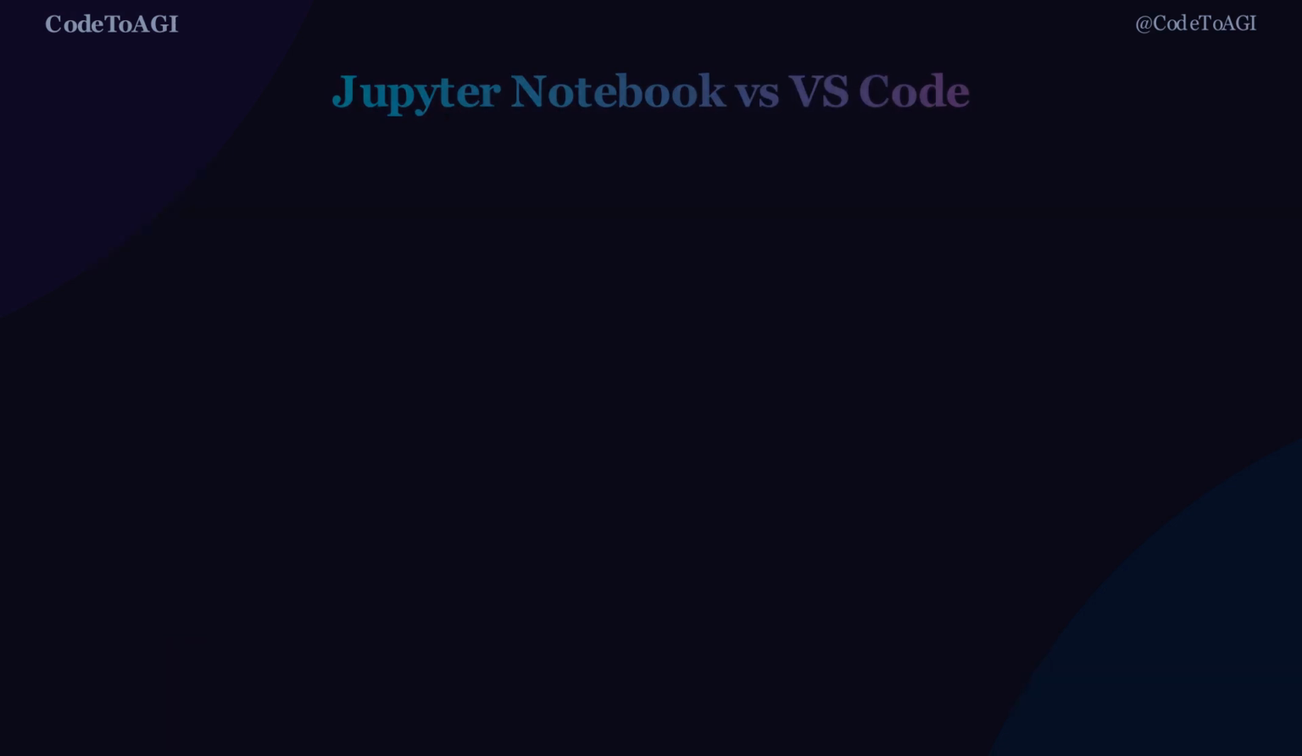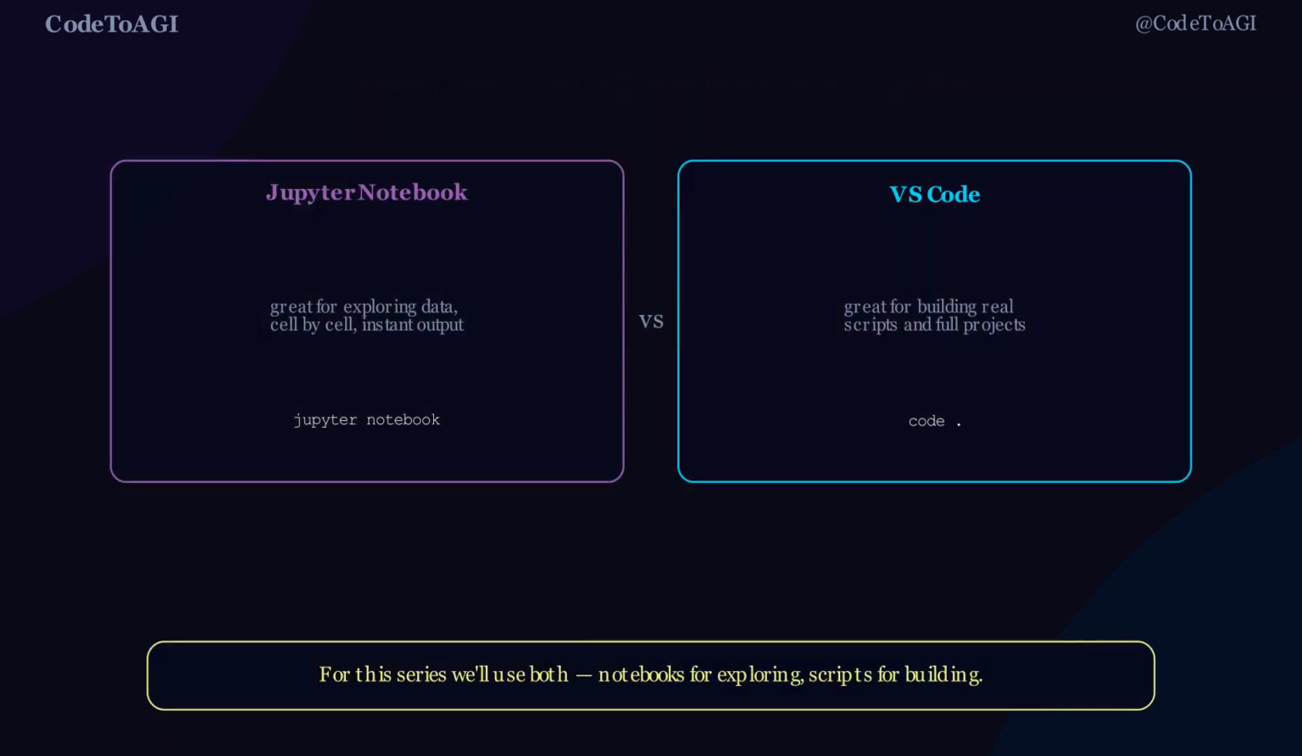You have 2 good options for actually writing this code. Jupyter Notebook, great for exploring data, cell by cell with instant output. VS Code, great for building real scripts and full projects. Type jupyter notebook in your terminal, and it opens in your browser. For this series, we'll use both: notebooks for exploring, scripts for building.